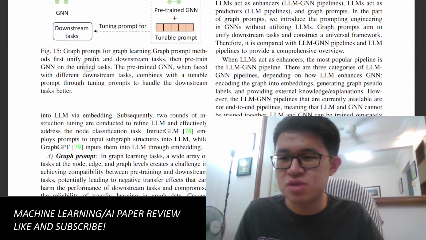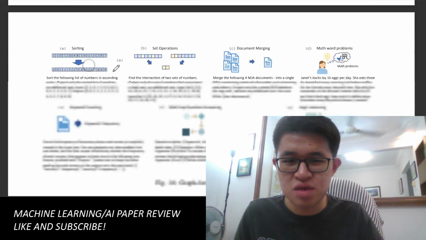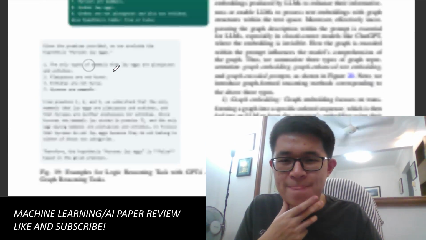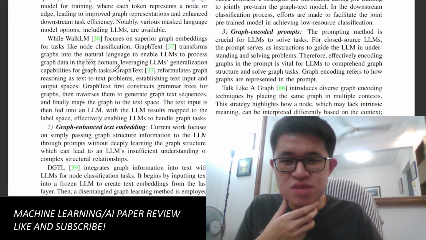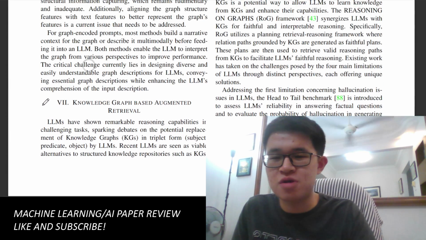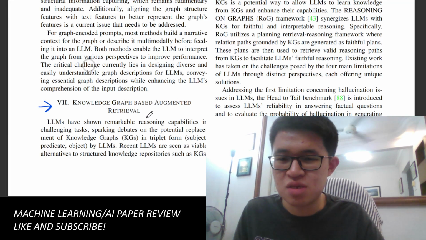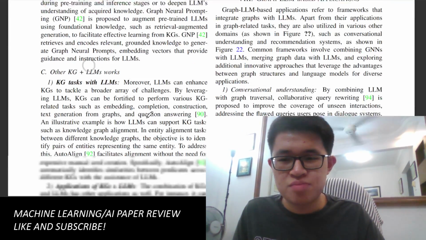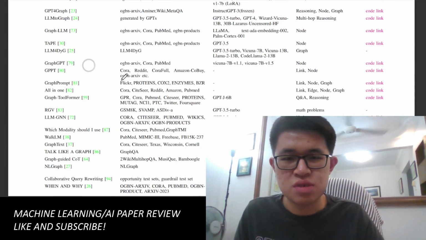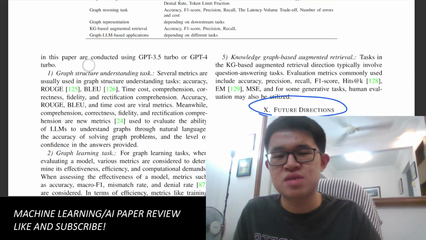Okay, let's see what else did I have in here. This is taking quite some time. Yeah, like I say, there's a lot of things in here. So this video is gonna be a bit different because it's a bit more difficult, right? And we have this section right here, knowledge graph based augmented retrieval, right? And they talk about future directions.